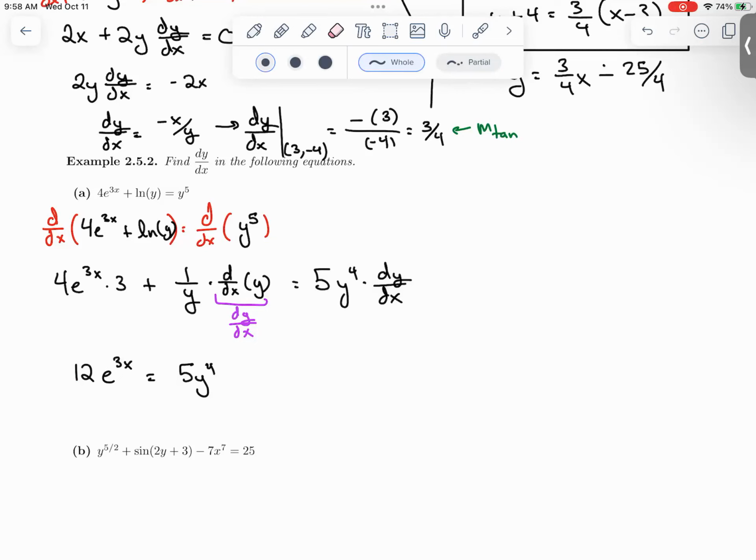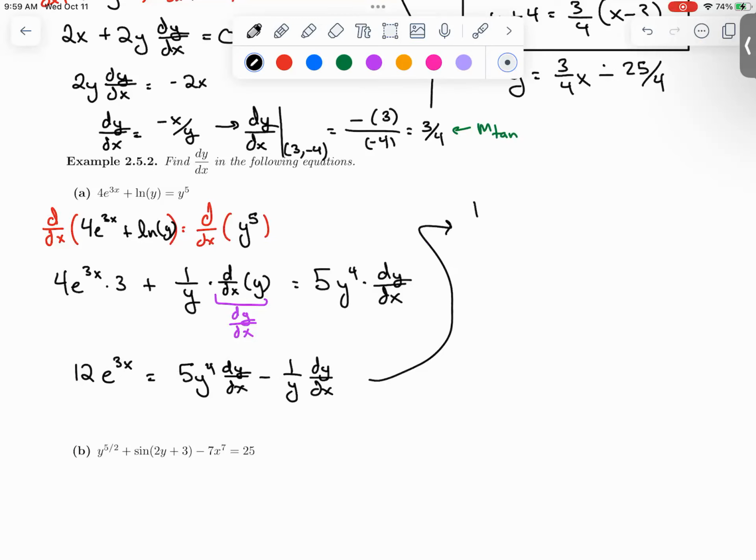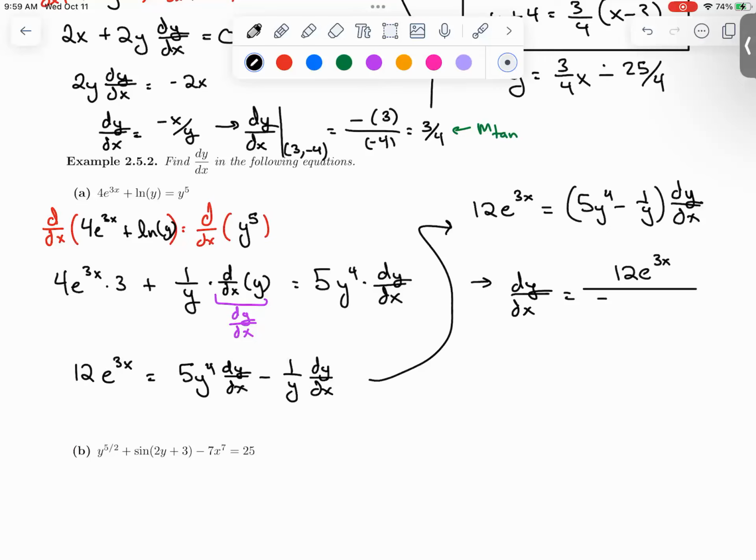So you get 5y to the 4th dy/dx minus 1 over y dy/dx. And then you can factor out a common factor of dy/dx. 12e to the 3x equals, in parentheses, 5y to the 4th minus 1 over y, times dy/dx. And that gives us, at the end of the day, dy/dx is equal to 12e to the 3x divided by 5y to the 4th minus 1 over y. And that is our derivative.